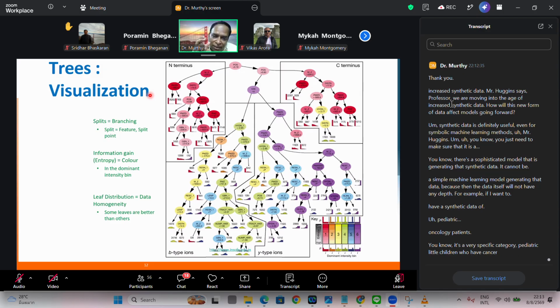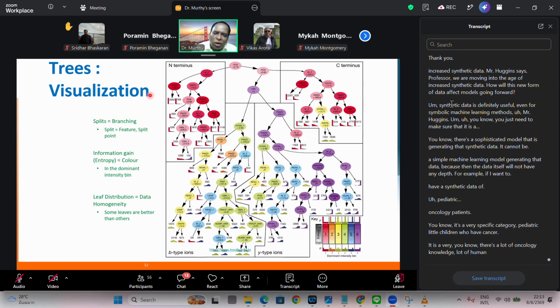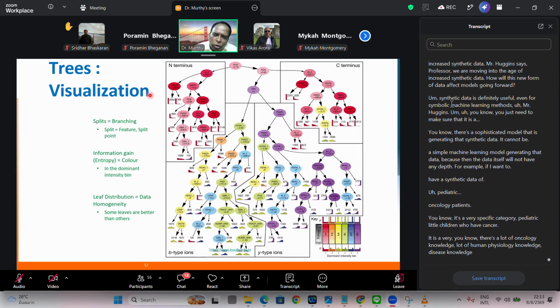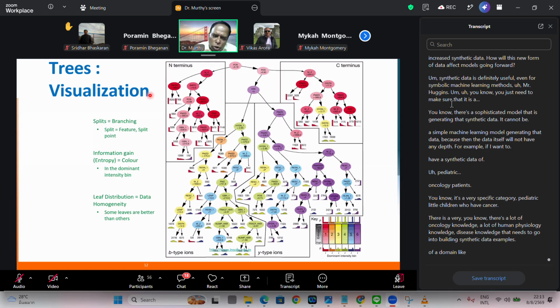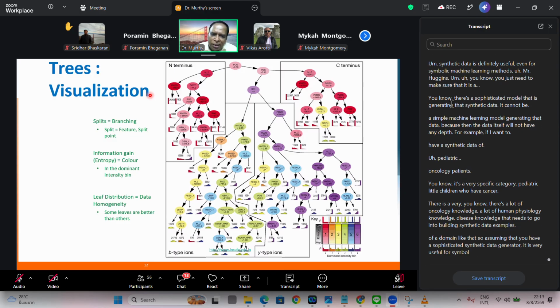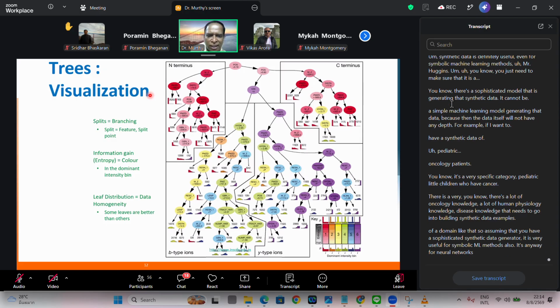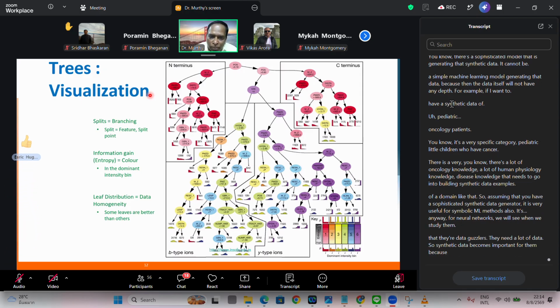There's a lot of oncology knowledge, a lot of human physiology knowledge, disease knowledge that needs to go into building synthetic data examples of a domain like that. So assuming that you have a sophisticated synthetic data generator, it is very useful for symbolic ML methods also. It's anyway for neural networks, we will see when we study them that they are data guzzlers. They need a lot of data. So synthetic data becomes important for them because natural data may not be available.